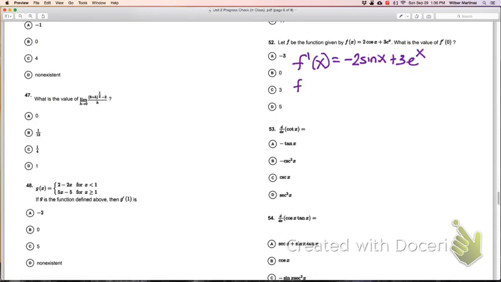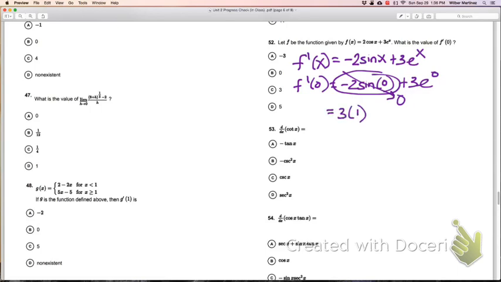If I plug in 0, I get f prime of 0 to be equal to negative 2 times sine of 0. Plus 3 e to the 0. Well, guess what? This whole thing is going to 0 because sine of 0 is 0. So this is 3 times e to the 0, which is 3 times 1. Answer choice C.